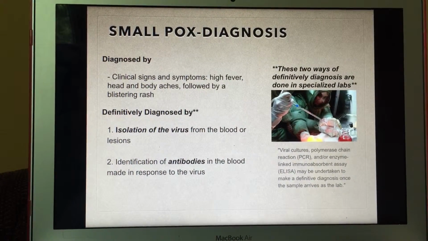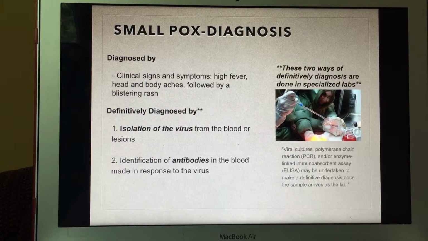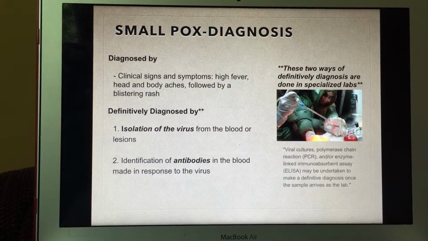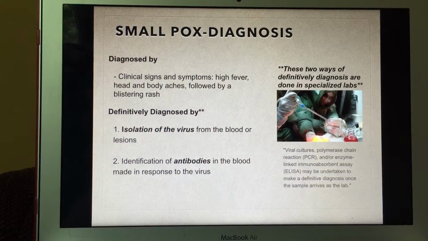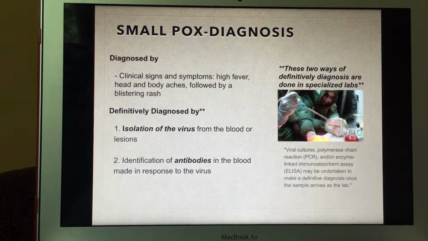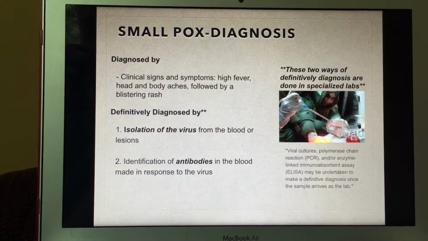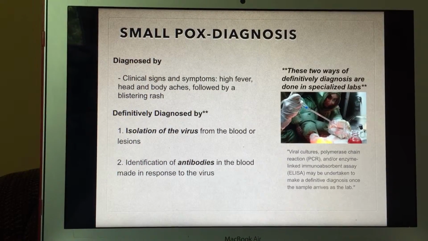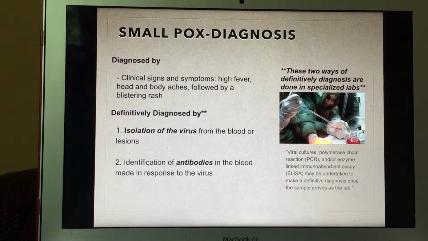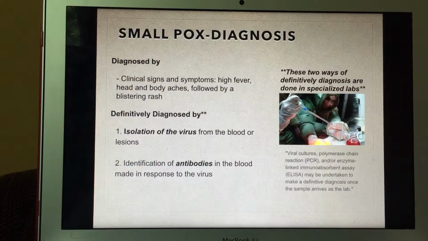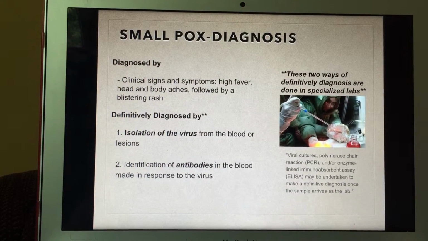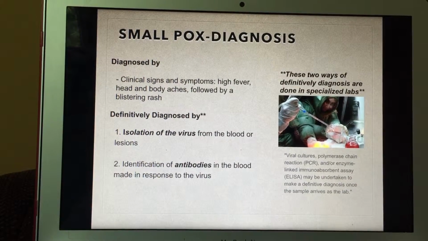Otherwise, the second way they can do it is by identification of antibodies in the blood. So this way, you would have your blood drawn, it would get sent down to a lab, and they would find that your body has made antibodies to a virus, which would be smallpox, that entered your body. So your body is already trying to fight the virus off, and that is how they know that you are infected, when your body starts to fight against whatever has entered.